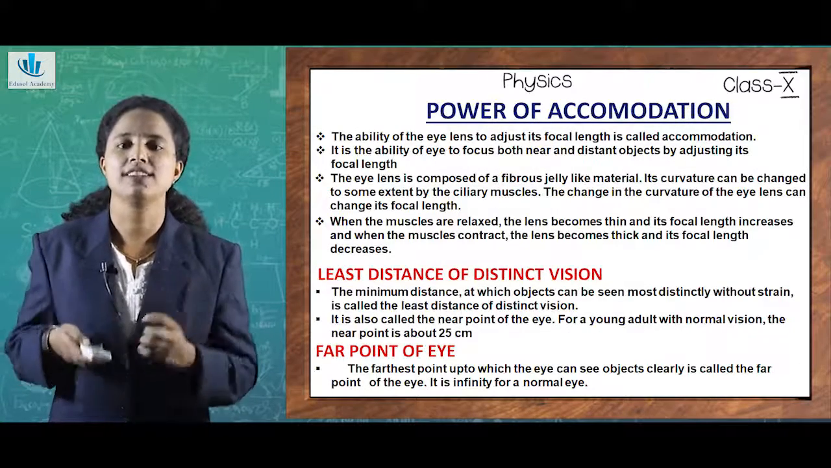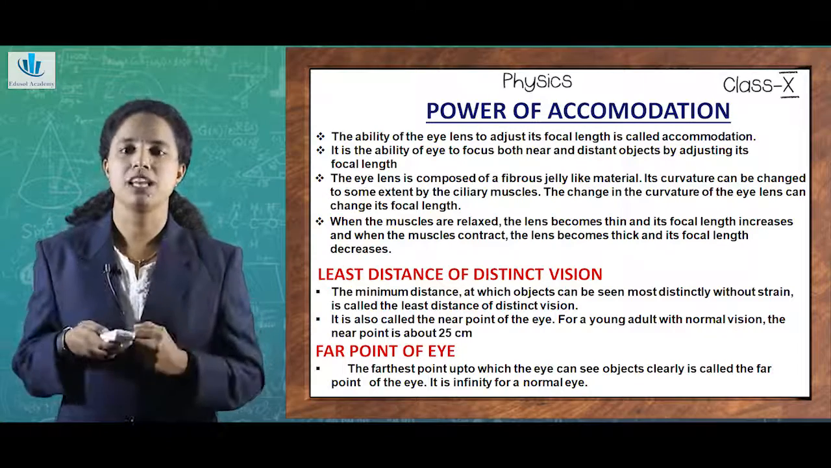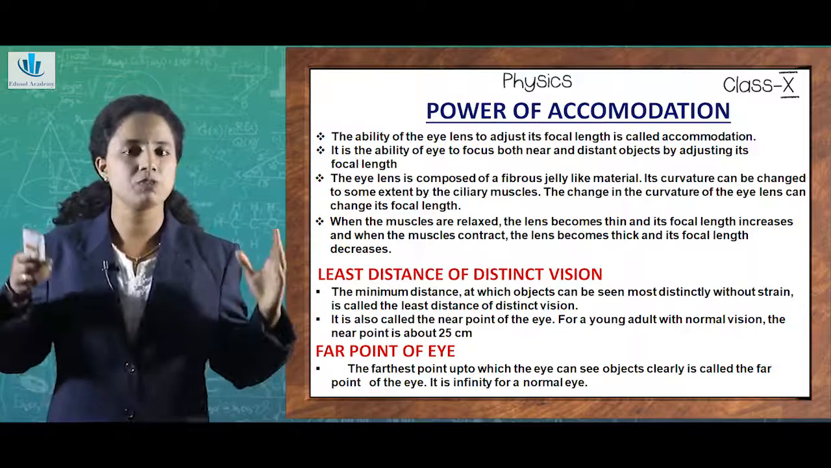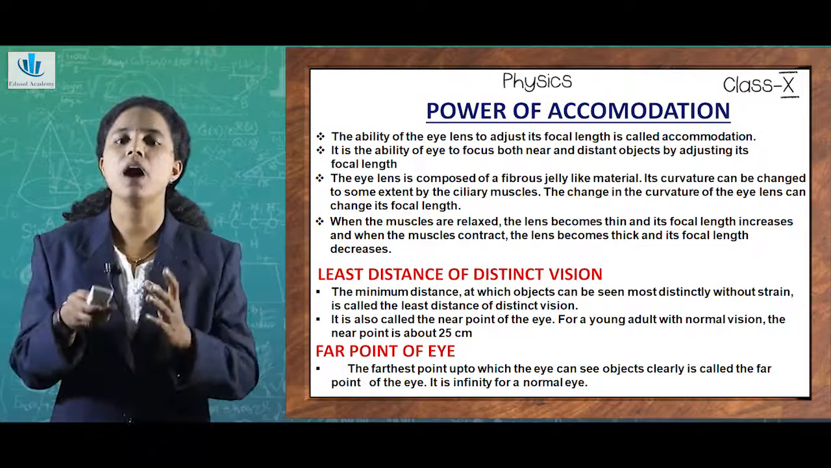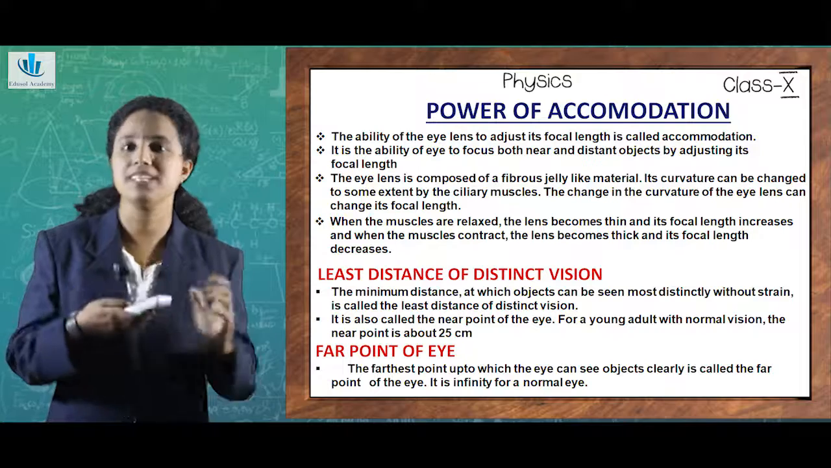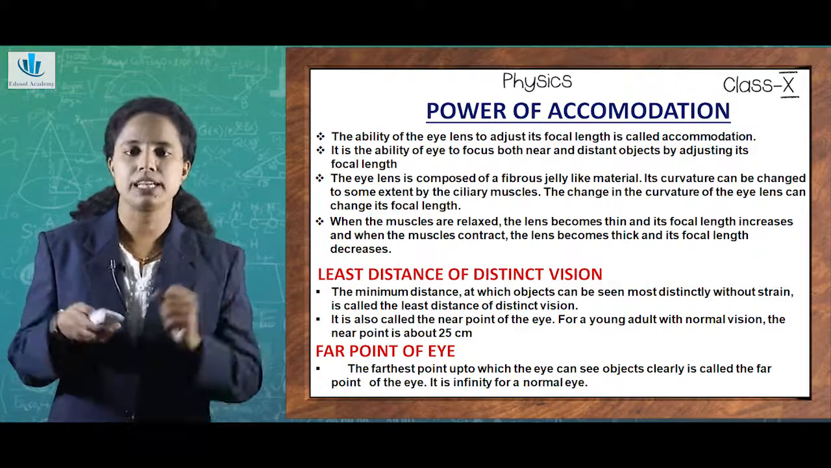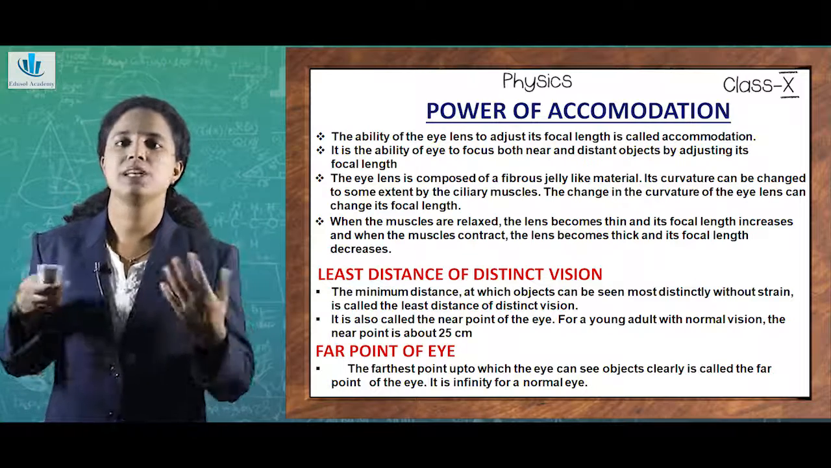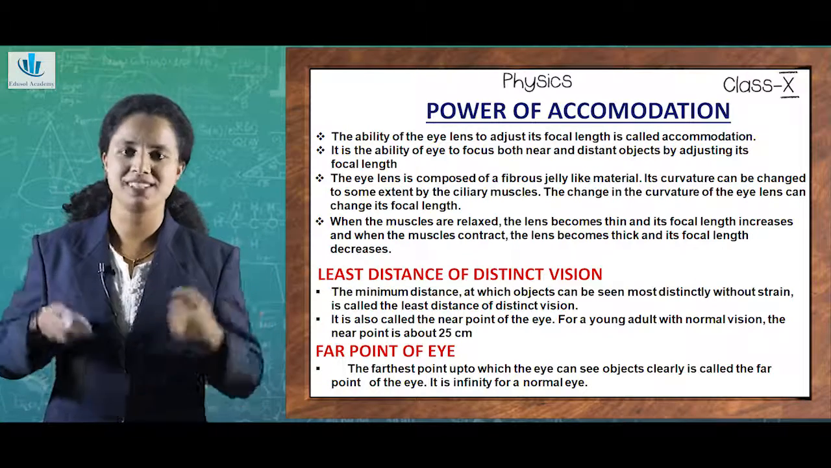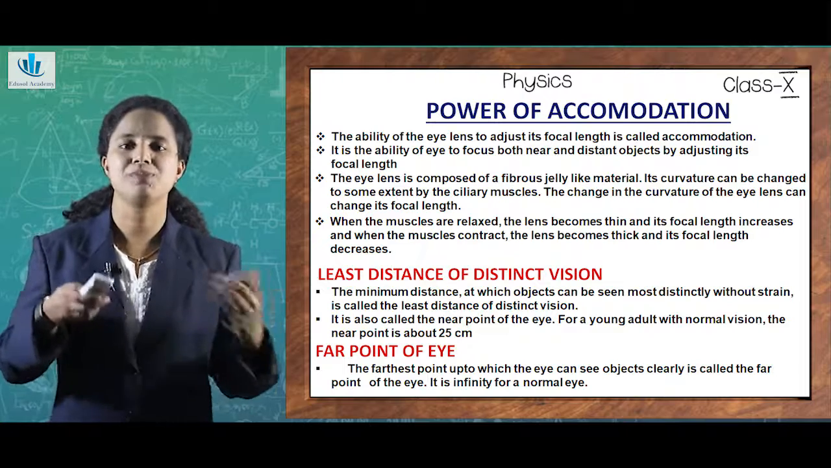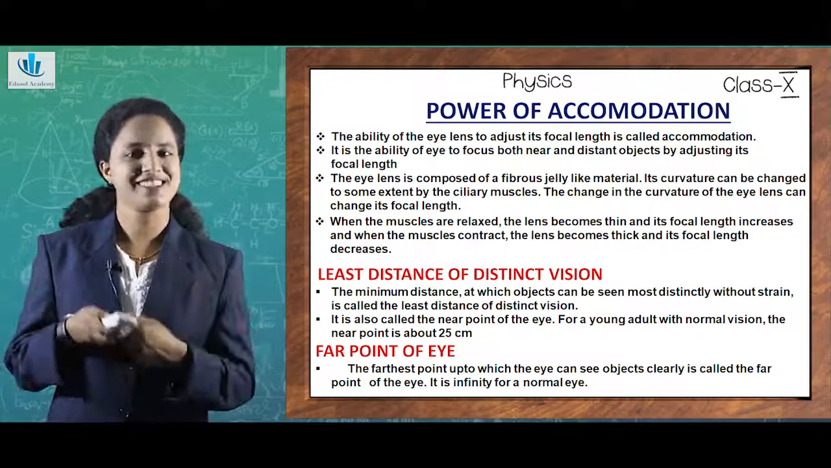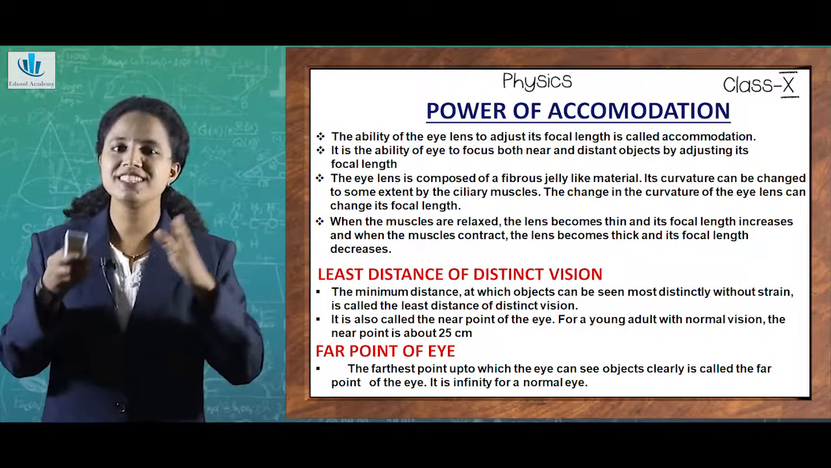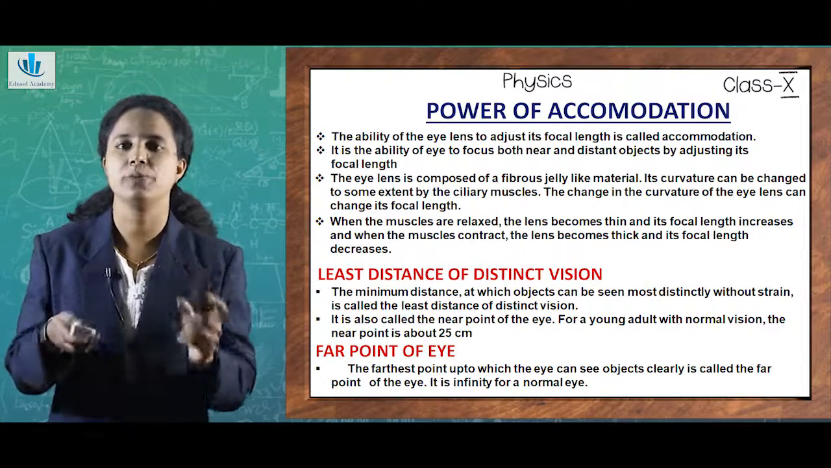Now we have to understand what we mean by the power of accommodation of our eye. In these sessions we deal with everything about eyes, so the power of accommodation of the eye should be dealt with. As the name suggests, accommodate means to adapt to changes, isn't it? Just like we humans adapt to the weather conditions, our eyes also adapt according to the external conditions. This ability of our eye lens to adjust the focal length is called accommodation.